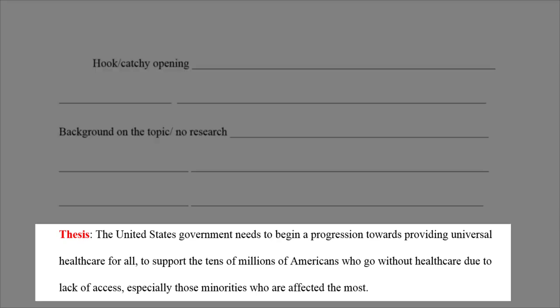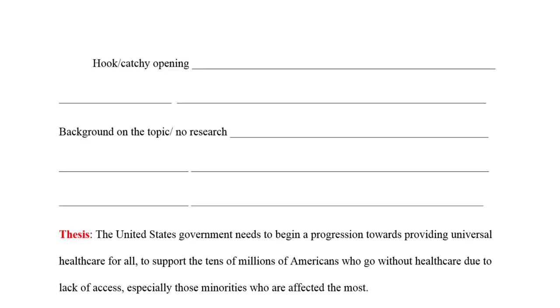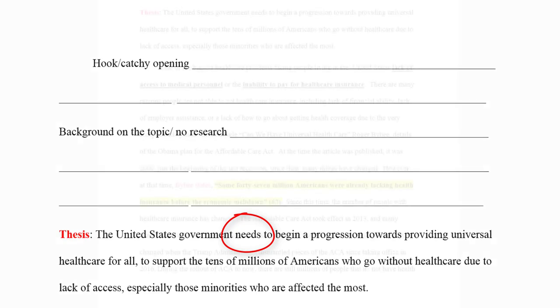The United States government needs to begin a progression towards providing universal health care for all to support the tens of millions of Americans who go without health care due to the lack of access, especially those minorities who are affected the most. Your thesis statement should have a word such as should, must, or needs. That is how the reader knows you are going to be presenting a claim of policy.